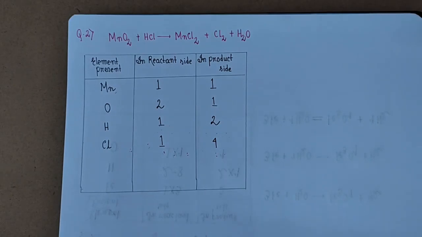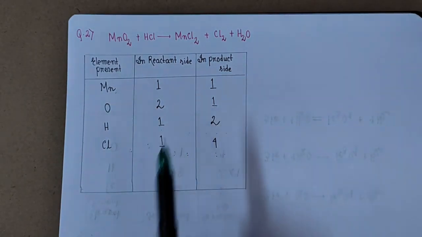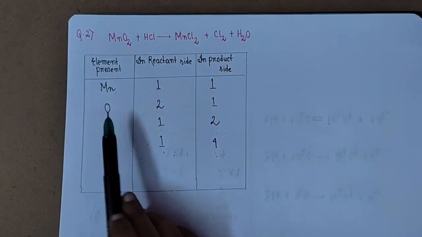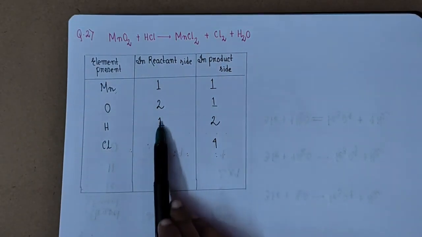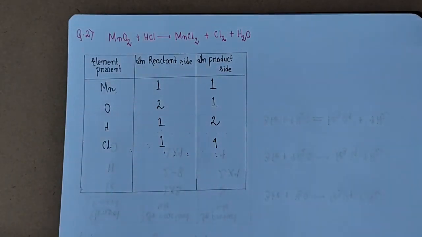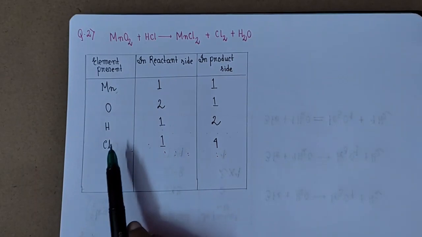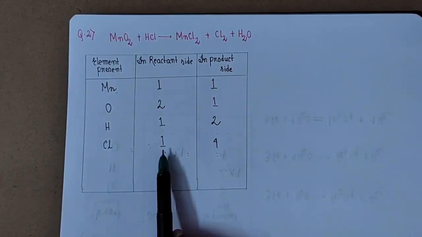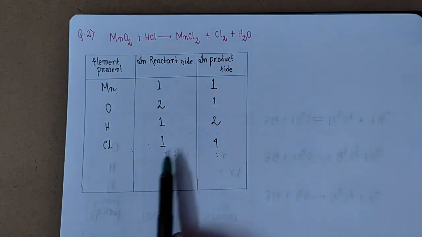So in the next step, now check the element with least frequency. So the least frequency atoms you will get are oxygen, hydrogen and chlorine. For all these you will get 1, 1, 1. So let us start with balancing, first from this chlorine. Okay, so in the reactant side the number of atoms of chlorine is 1 and in the product side this is 4. So how to balance?